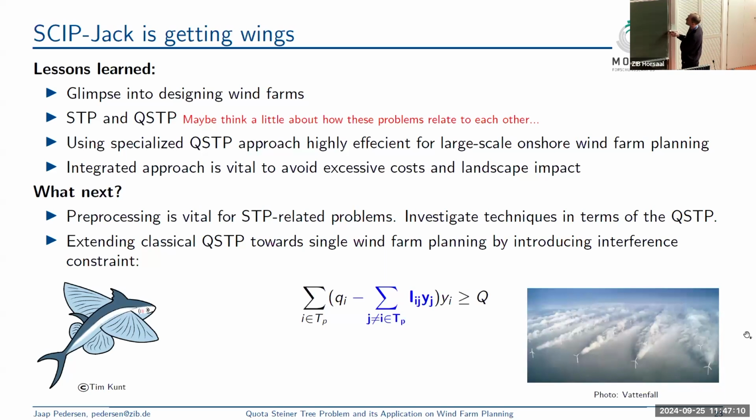And then we want to extend this classic QSTP towards single wind farm planning by introducing interference constraints. This is a very famous picture of an offshore wind farm, where the wind is coming from a direction such that every turbine behind another turbine is affected by it. This reduces the productivity of the wind farm by a lot. And then we have this interference constraint, which makes the problem much harder because now you have these binary products. And that's it.